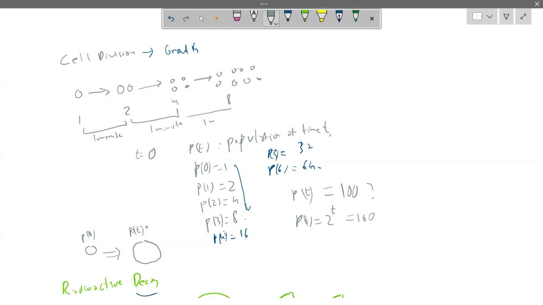Now, the problem here is you may know the table, you may know the powers of 2: 1, 2, 4, 8, 16, 32, 64. The next thing in line is 2 to the power of 7, which is equal to 128. But there's no such t, seemingly, between 6 and 7, that if we raise 2 to that power, we get 100.